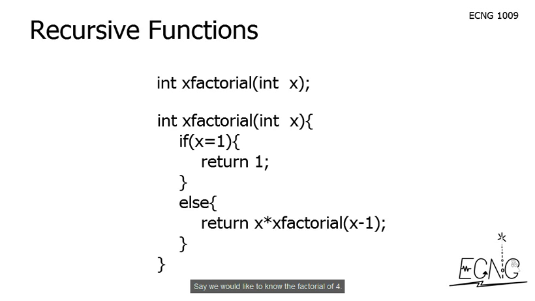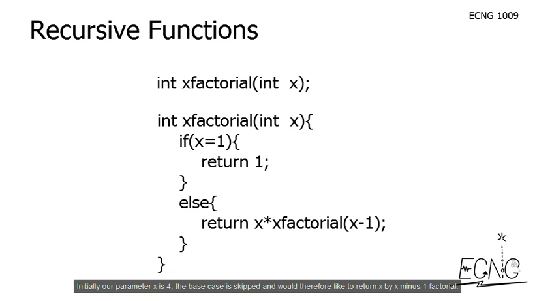Say we would like to know the factorial of 4. Initially our parameter x is 4. The base case is skipped and we would therefore like to return x multiplied by the factorial of x-1. Now before we return, the function invokes itself to evaluate the factorial of x-1, which is 3 factorial.